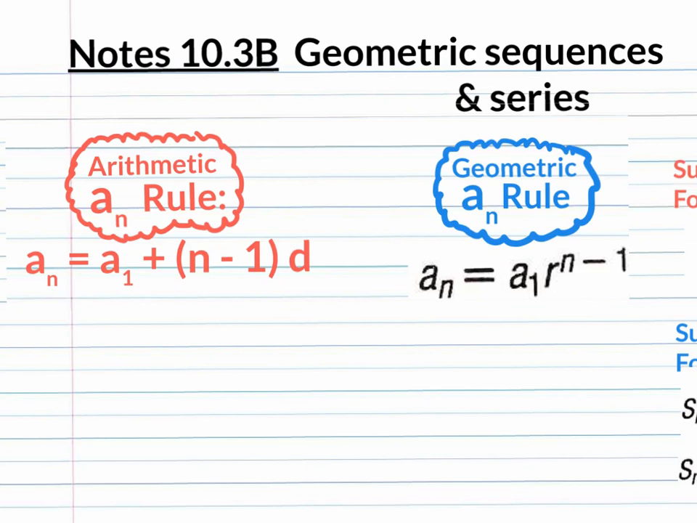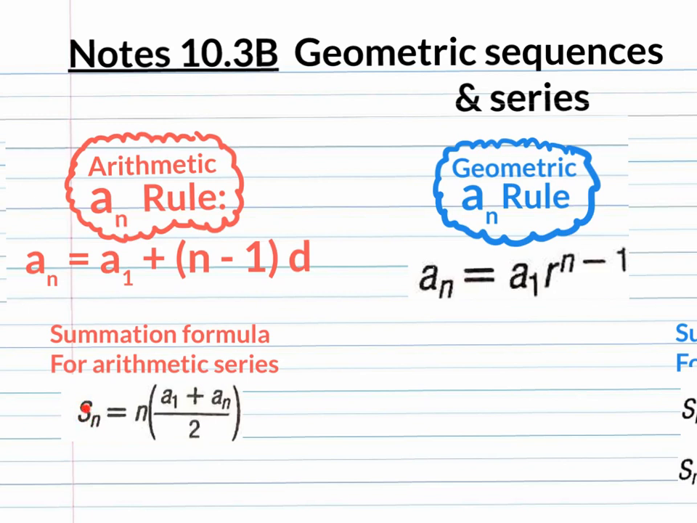All right. Now, in addition to the a sub nth rules of arithmetic and geometric sequences, we also learned summation formulas. For example, the arithmetic summation formula is S sub n, which means the summation of however many numbers you have on your list, will equal that many numbers on your list. Like if you have 17 numbers, you put a 17 right here, times parenthesis a sub 1, that's the first number on your list, plus a sub n, the last number on your list, all divided by 2, and multiplied by n, of course.